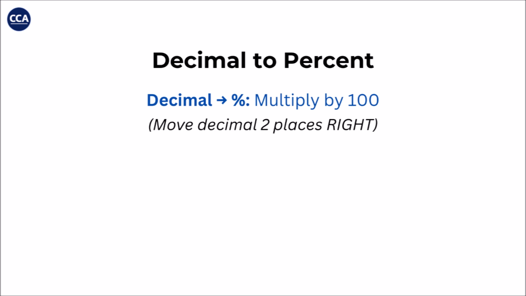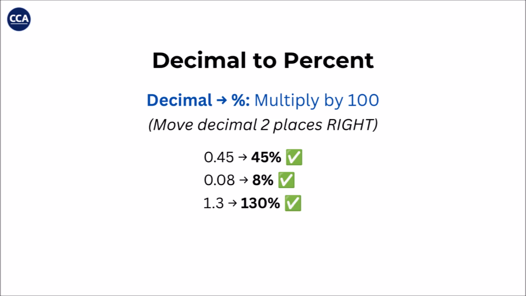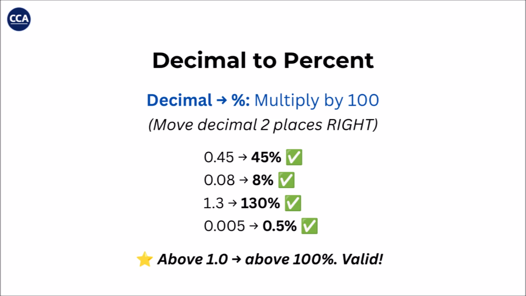Converting a decimal to a percentage is the reverse of percent to decimal. Multiply by 100, or move the decimal point 2 places to the right. 0.45 becomes 45%. 0.08 becomes 8%. 1.3 becomes 130%. 0.005 becomes 0.5%. Notice, 1.3 becomes 130%, which is greater than 100%. This is valid. It means 1.3 times the whole. A value larger than the original quantity.